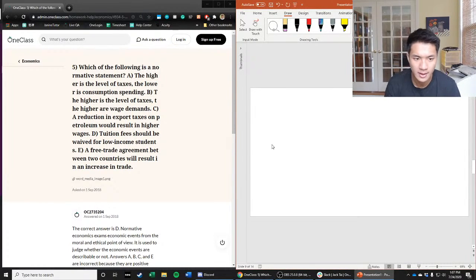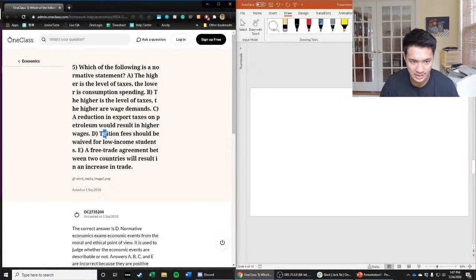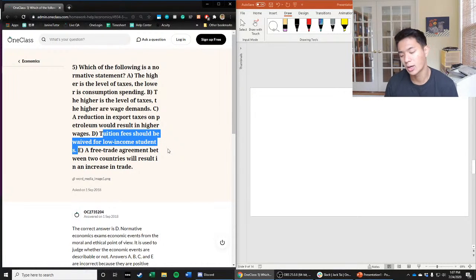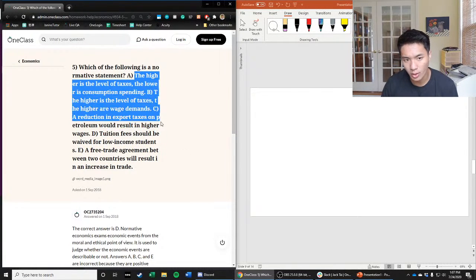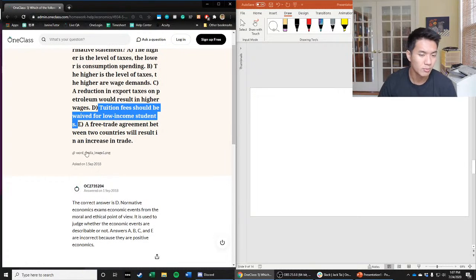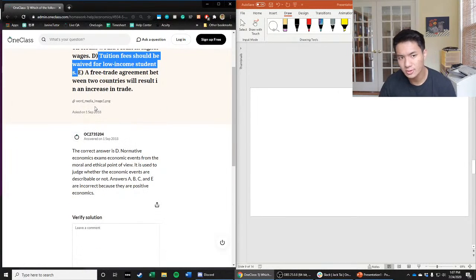So in this case, D is the one that stands out to me for saying tuition fees should be waived for low-income students. And again, upon further inspection, we would say that this is in fact a normative statement, right? Some people might disagree. Some people might not think that low-income students should have tuition fees waived. And so the other option choices are all more accepted or positive statements of what we'd expect to see given an economic change. And so D is the only one that we would see maybe disagreement for. So we're going to go with that.